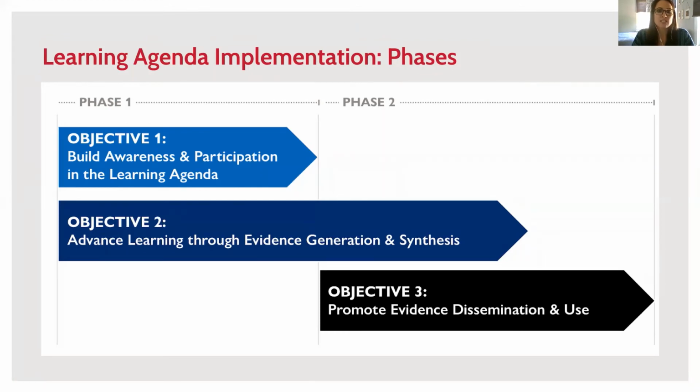Within the next year, we anticipate moving to phase 2, in which we will continue evidence generation and synthesis alongside additional efforts to promote what we're learning through evidence dissemination and use. And these phases aren't linear, but circular, as future years of implementation may necessitate additional awareness building.